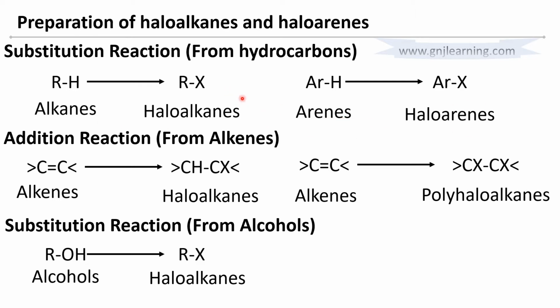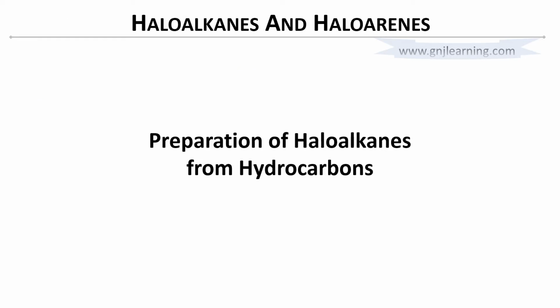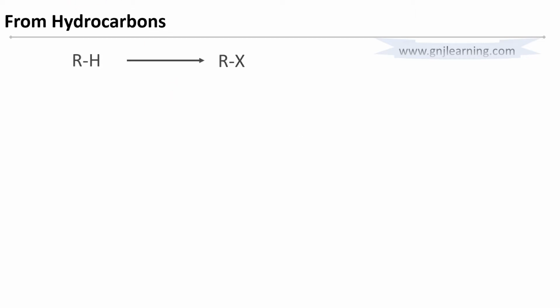Clear. So in the next part we will concentrate on how to prepare haloalkanes from alkanes, that is from hydrocarbons. So that is the topic, preparation of haloalkanes and haloarenes from hydrocarbons, and in this part we will specifically concentrate on the preparation of haloalkanes from hydrocarbons. It means I have to substitute H with X, and in the case of aromatic hydrocarbon it is again in the aromatic ring I have to substitute one H with X.